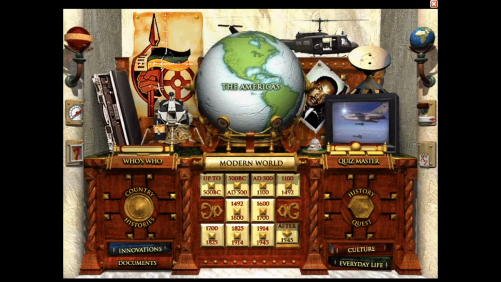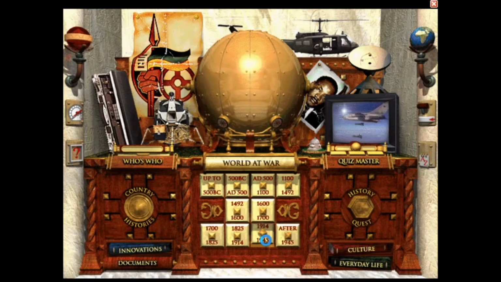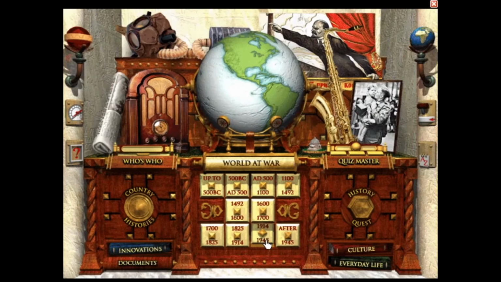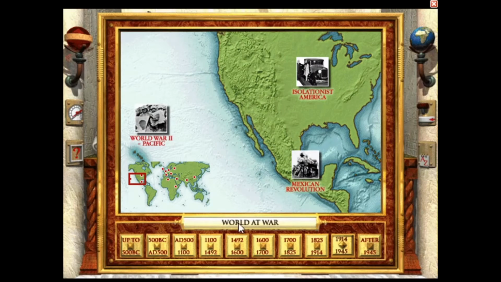Right, let's have a look at this. So what have we got here? We've got the Americas, we've got Who's Who. Let's pick... What's this do? Let's see. It spins the globe. World at War. Can we do anything with the globe? Yes, we can. Why is this specifically looking at America?